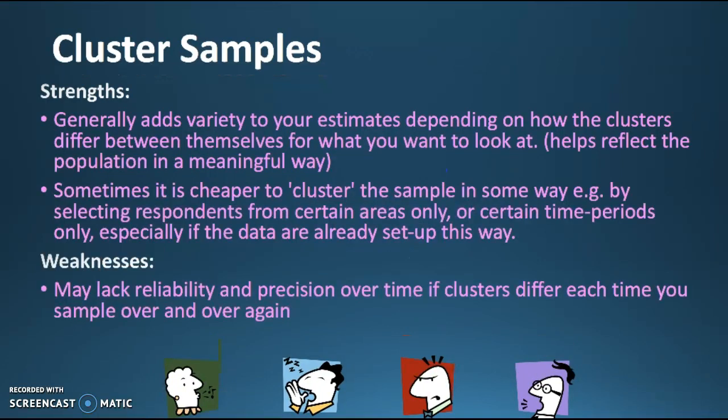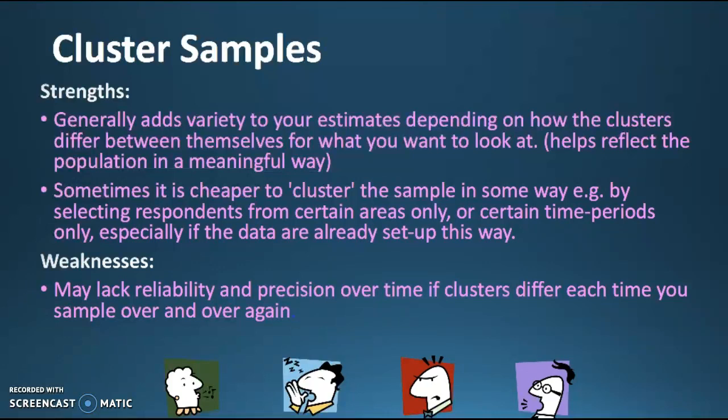Strengths and weaknesses of clusters. It adds some variety to your estimates depending on how the clusters differ between themselves for what you want to look at. It helps reflect the population in a meaningful way, especially if they are grouped with some binding tie, or in data land, we call it a primary key, or their hierarchies to different groups. We do it with schools sometimes, so maybe we look at one school district, and then we hone in on one school, and then one grade, and then one class, and then one section or something.